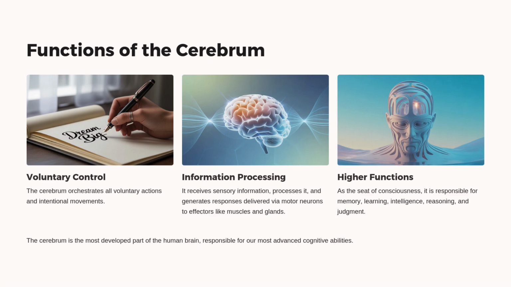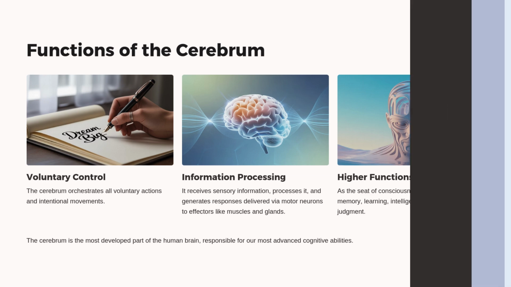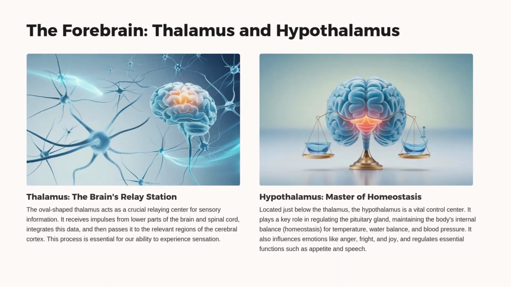The cerebrum is the most developed part of the human brain, responsible for our most advanced cognitive abilities. The forebrain: thalamus and hypothalamus. Thalamus, the brain's relay station. The oval-shaped thalamus acts as a crucial relaying center for sensory information.